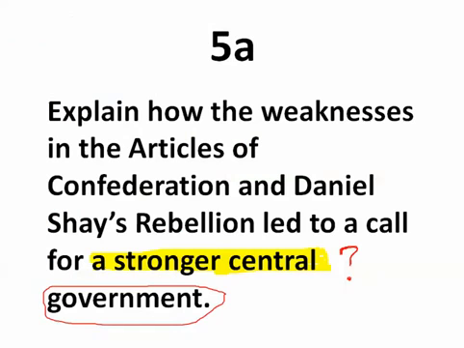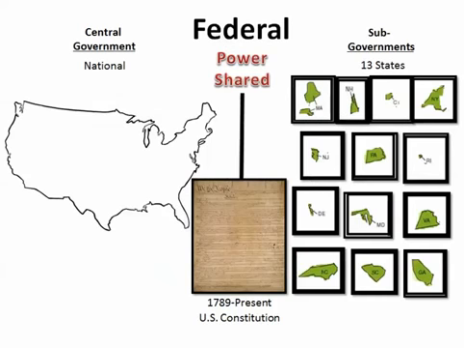So our question was, under the Articles of Confederation, how did the Articles' weaknesses and Shays' rebellion lead to a call for a stronger government? They want one that's stronger but not too strong, and so they're going to create this federal system of government with the United States Constitution that we're operating under now. We're going to have a central or national government that gets the chance to govern over the people. Now it cannot destroy state governments.